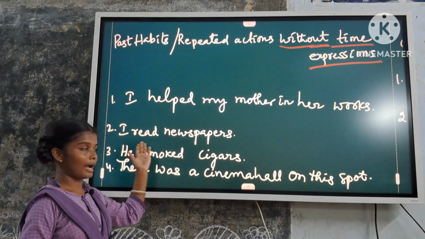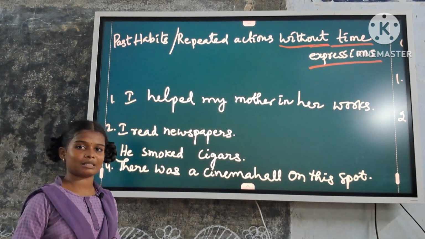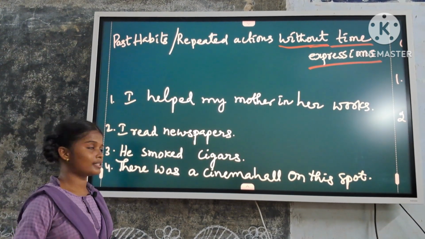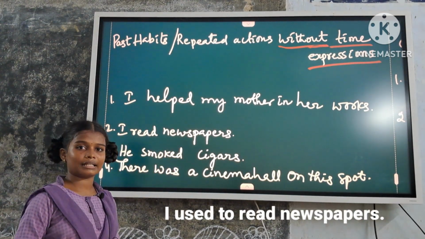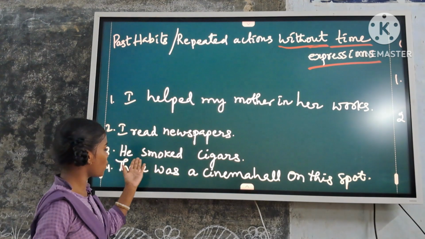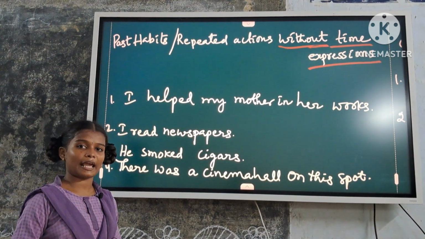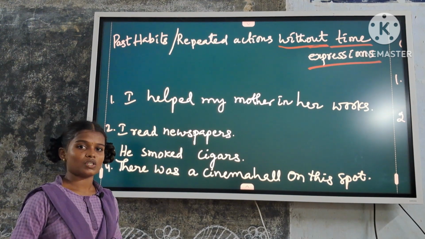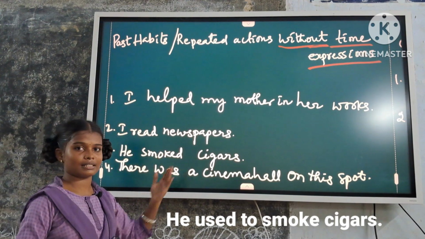Second example, I read newspapers. Here there is no time expression, so we can use only used to. So answer is, I used to read newspapers. Third example, he smoked cigars. Here there is no time expression, so we use only used to. So answer is, he used to smoke cigars.